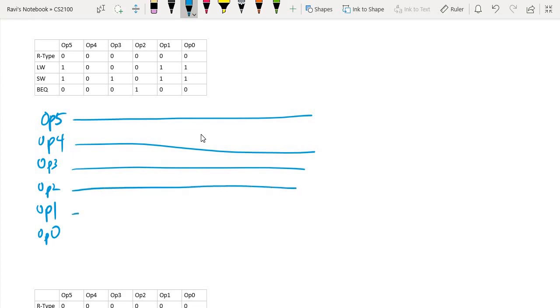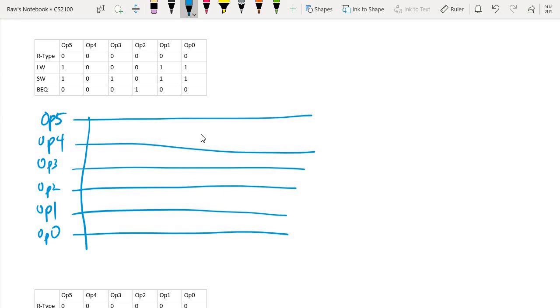Okay, so what we're trying to do is channel out all these lines. If you look at R type, for example, all the bits must be 0. So I can say here must be 0, here active low. All these bubbles indicate that they are active low inputs to an AND gate here. And this is your R type.